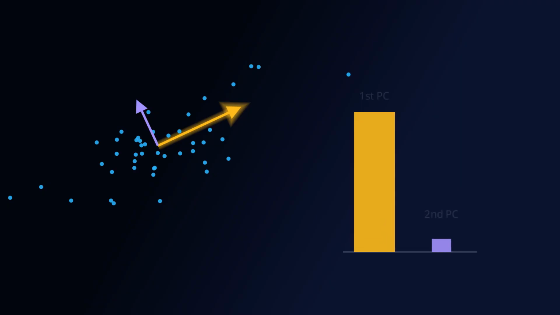Just sort the eigenvalues from largest to smallest. The eigenvector with the largest eigenvalue is the first principal component, capturing the most variance. The next largest is the second, and so on. Importance is literally eigenvalue size.